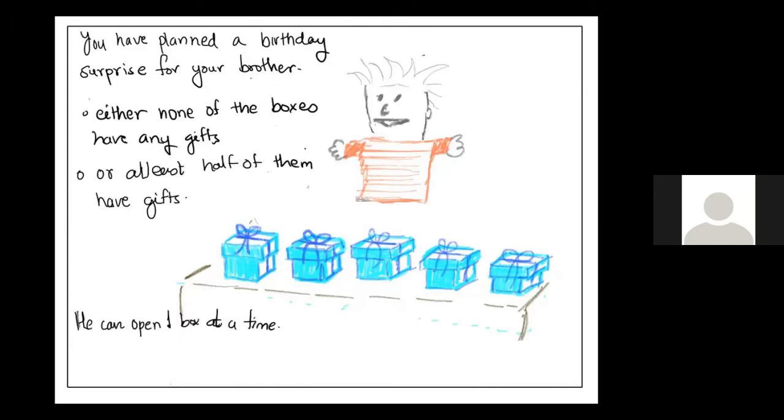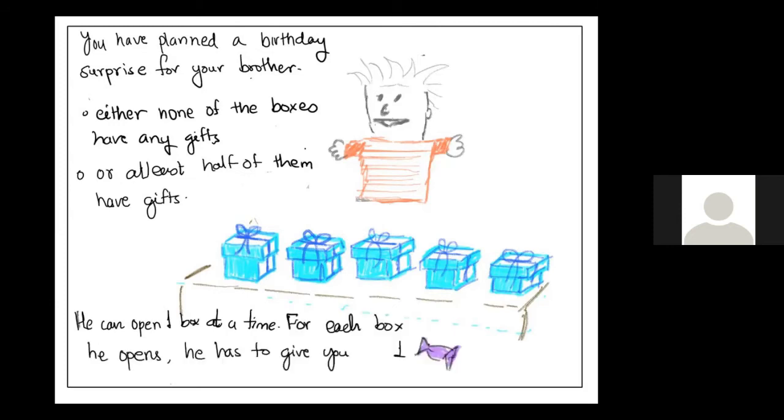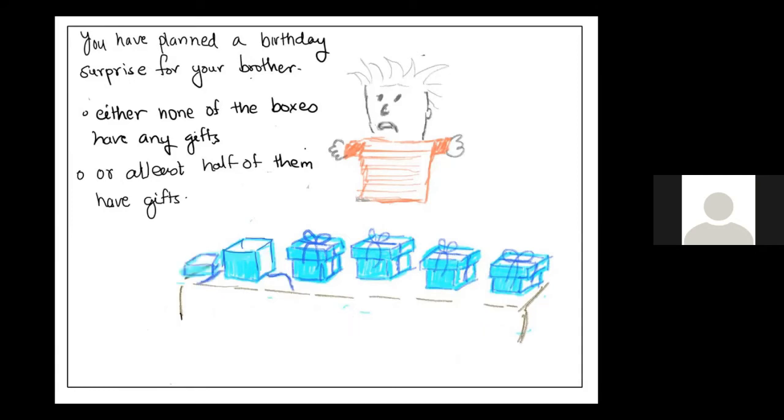And the way he can question now is he can open one box at a time. That's all he gets to do. If he opens the box, he gets to see what is inside it. But for every box he opens, he has to give you one chocolate. So you have put a reverse game on him now. And now he has to decide which one of the two cases it is. Is it that you have decided to keep no gifts at all, or you've decided to keep half the boxes filled with gifts?